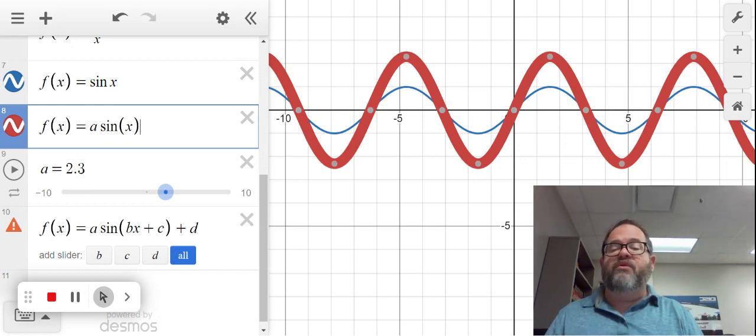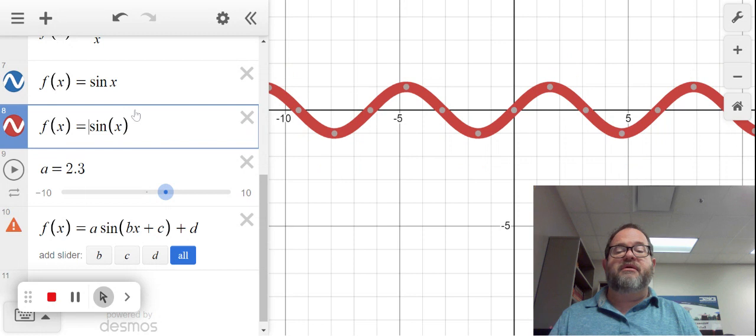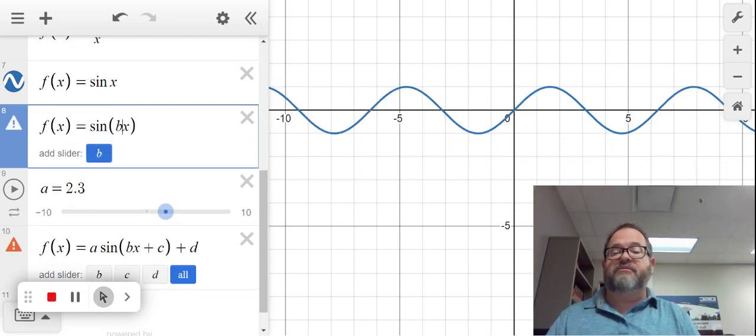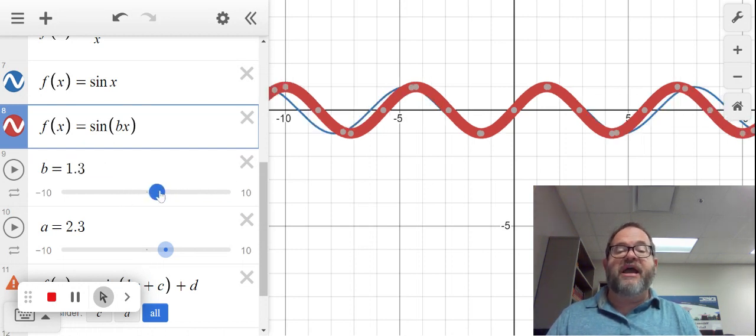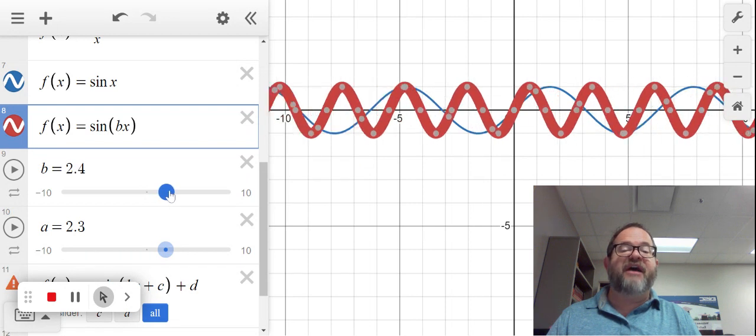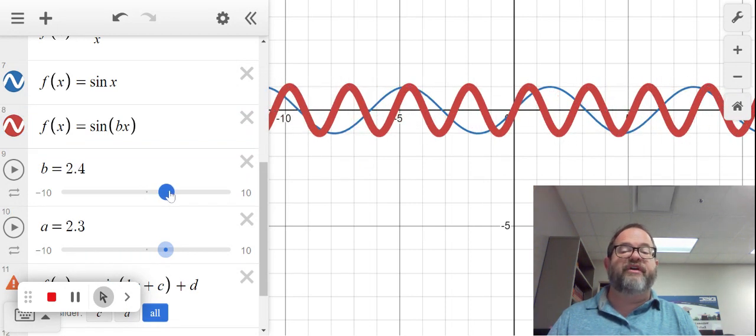Now I'm going to show you another one. I'm going to take that a out of there, and I'm going to put a b inside of the function. Now, right now, because I don't have a b, it's saying, hey, you want to add a slider for b? Sure, I'll put a slider here for b. Now, when I drag b to different values here, so now like b is equal to 2.4, notice what's happening to my function. The parent function's still there in blue, but now the red shows the transformed function.